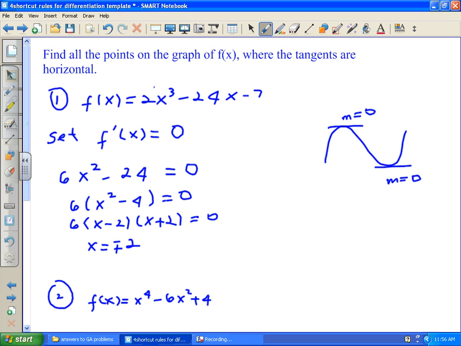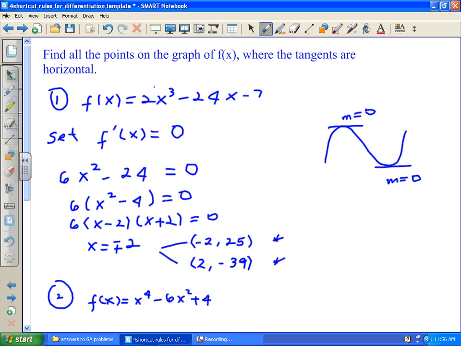Now you could further take these points and plug them into the original function, and you can actually find the corresponding ordered pairs. So if x is negative 2, plug it into the function, and you should get 25. Again, the easiest way to do this might be to use the table feature of your calculator. If x is positive 2, plug it into your calculator, and you will get negative 39. You can also graph the original function and verify that at the points that we're indicating, you will see peaks and valleys or points of horizontal tangency.